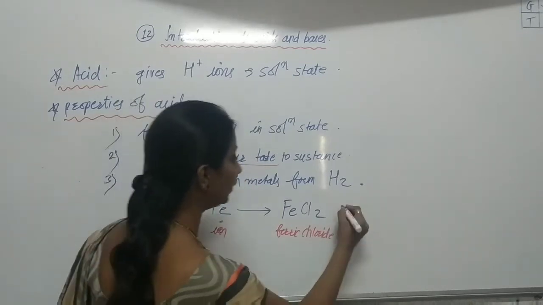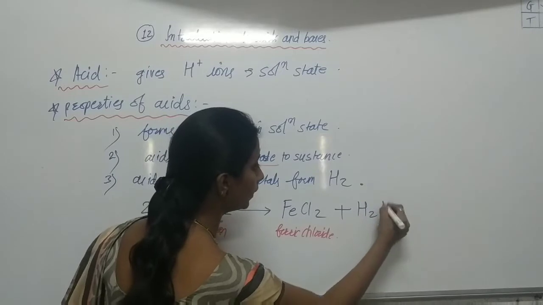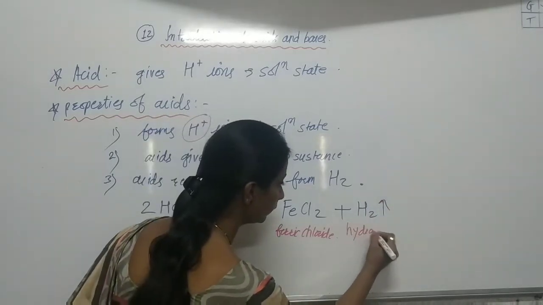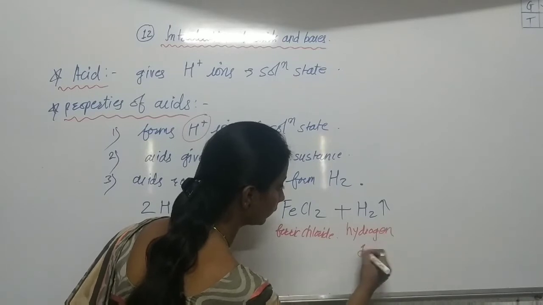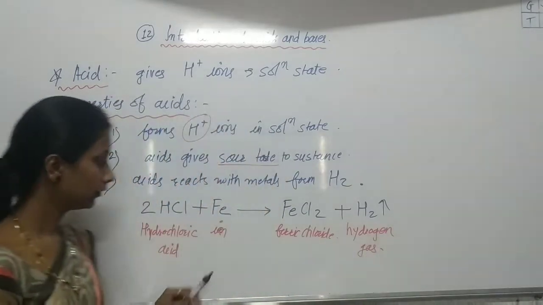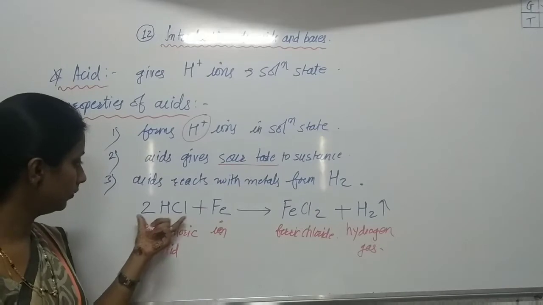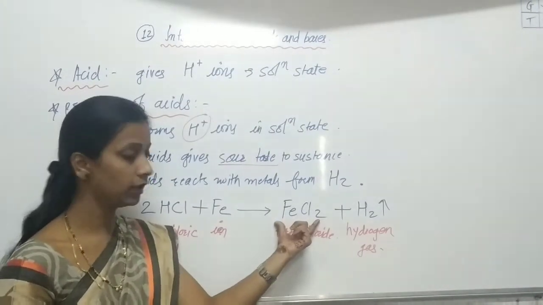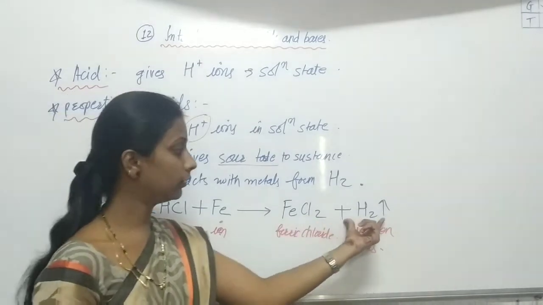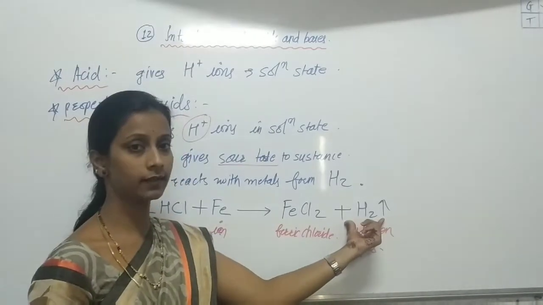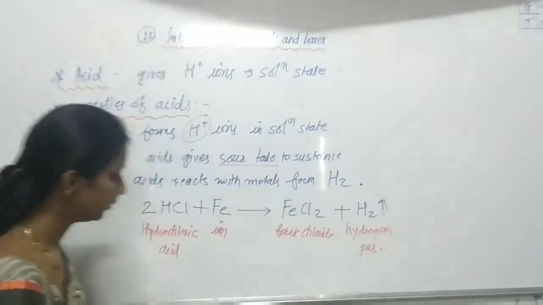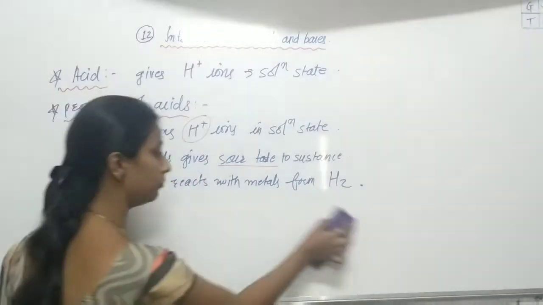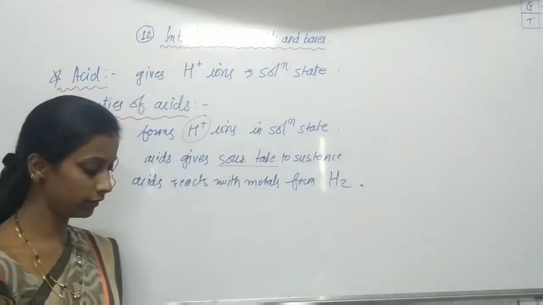And it releases here H2 gas, that is hydrogen gas. So see here example once again. HCl reacts with Fe, it forms FeCl2 and it also releases H2 gas, that is hydrogen gas. This is the third property of acid. When it reacts with any metal, it forms hydrogen gas.